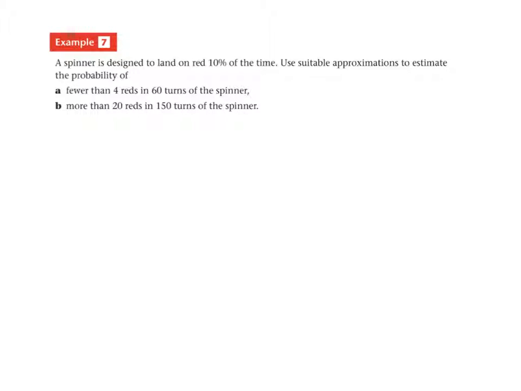Well, let's declare our variable to start with. So for part A, if we look at it, let x equal the number of reds in 60 turns of the spinner.